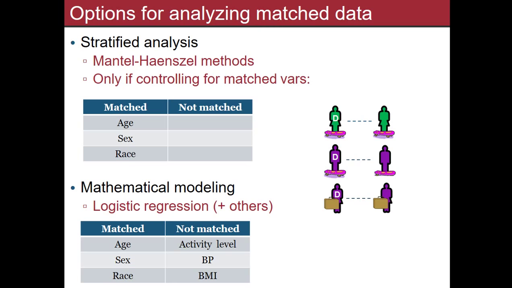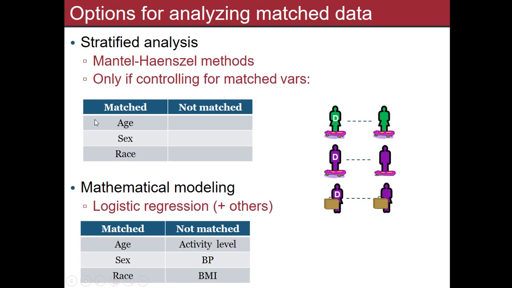So why don't we just stratify our way out of every matched study? There are some very, very specific reasons. I think the most important one here is that in the stratified analysis, in the Mantel-Haenszel methods, if you remember from 534, you can only control for matched factors.